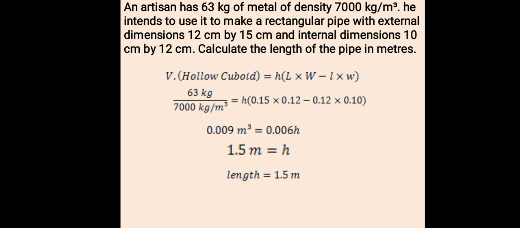Now volume can be taken as mass over density. So 63 kilograms over the density of 7,000 kilograms per meter cubed is the volume, which should be equivalent to H into L times width minus L times width. Now working out for the height, we find that the height is 1.5 meters.